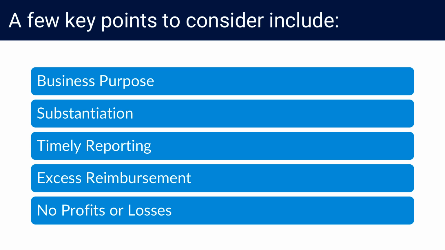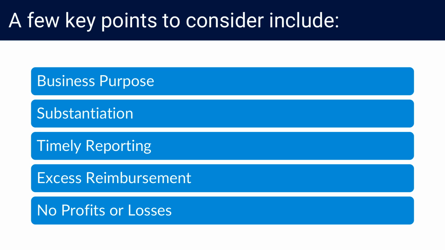No profits or losses. The IRS guidelines stipulate that an accountable plan should not result in a financial gain or loss for employees. In other words, you and your employees should be reimbursed for the exact amount they spent, without making a profit from the reimbursement.